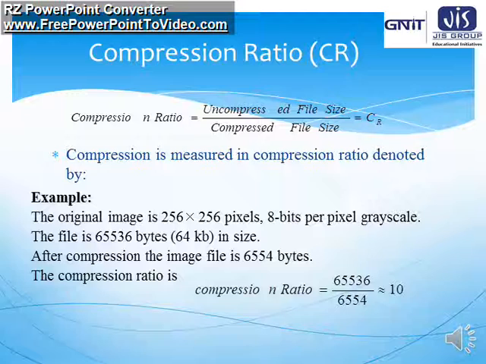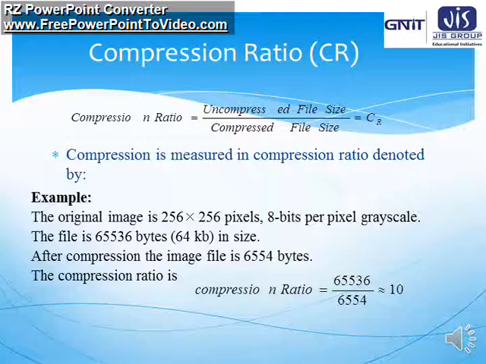Compression ratio is a very important factor. Compression is measured in compression ratio, denoted by N, which is given by uncompressed file size divided by compressed file size, which is also represented by CR.